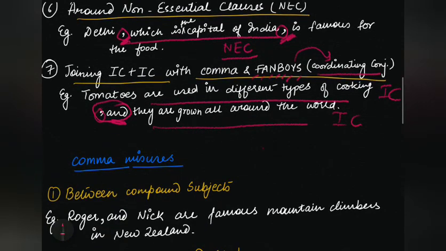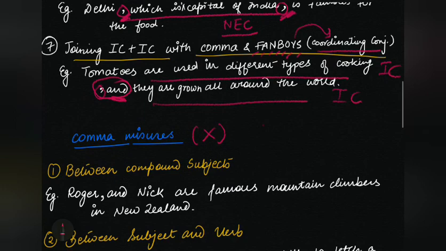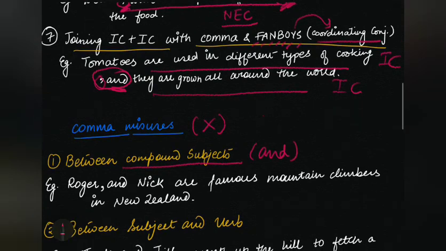Moving on to comma misuses, where you shouldn't use the comma. The first one is between compound subjects. So what are compound subjects? Two nouns joined with "and". Let's look at the example: Roger and Nick are famous mountain climbers in New Zealand. So Roger and Nick both are my subjects. I will not need this comma. This is wrong. I will just need a conjunction, which is "and" here.